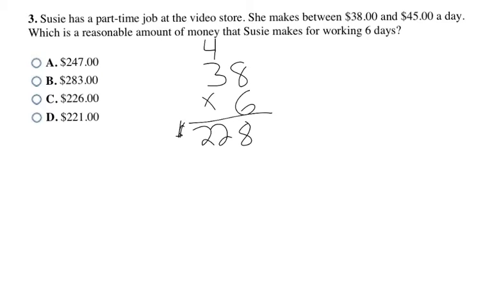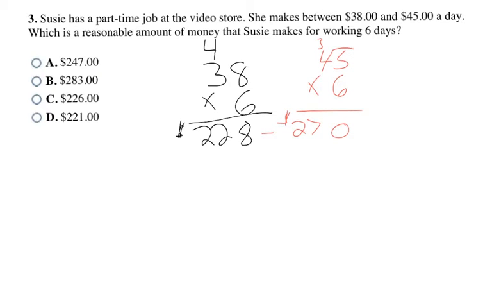And then I'm going to do the same thing with 45. I'm going to take 45 times 6. And since that's the most she could make, I know that my number has to be smaller than that. So 45 times 6, so 6 times 5 is 30. Write the 0, carry the 3. And then 6 times 4 is 24. Add the 3. And that's 27. So I know that it can't be any bigger than 270.